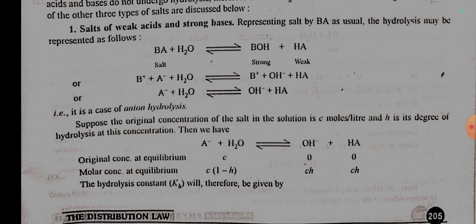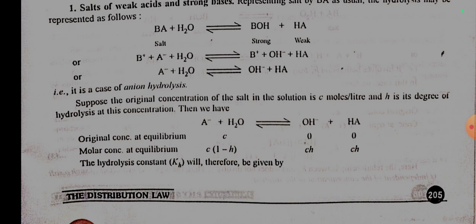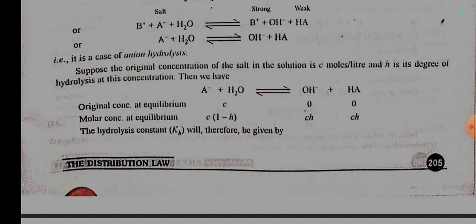Salts of weak acids and strong base. Representing salt by BA as usual, the hydrolysis may be represented as follows: BA plus H2O in equilibrium with BOH plus HA. BOH is strong and HA is weak. Or A negative plus H2O in equilibrium with OH negative plus HA. That is in case of anionic hydrolysis.